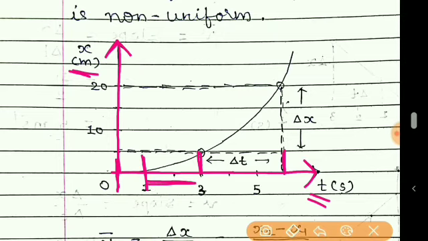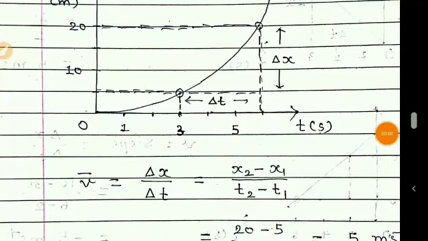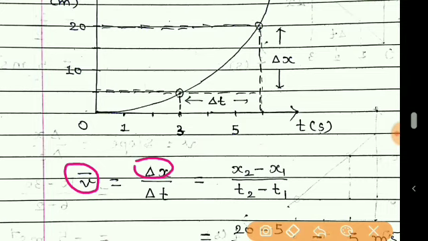From 1 second to 3 seconds also the velocity will be different, because there is a curvature here. Again from 3 to 5 seconds or 6 seconds, you can see the graph is once again curved, so the slope changes every time, and so velocity does not remain constant. So now to find average velocity in such a case, we have to use the similar formula, that is delta x upon delta t.